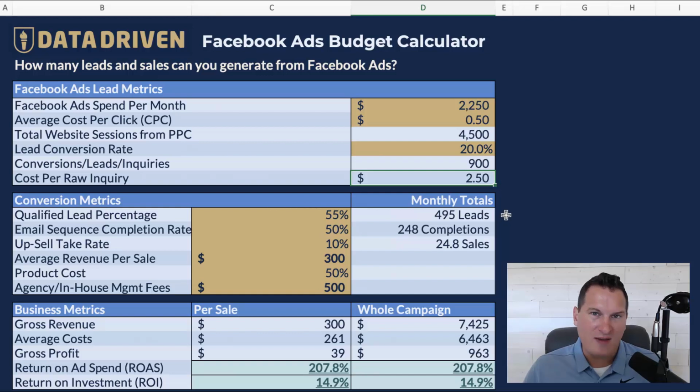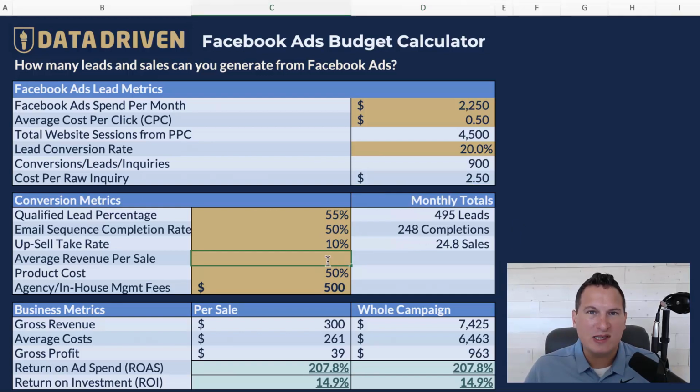And then half the people are going to be giving us junk email addresses, not going through it. Now we're down to 500 leads, $5 a lead. 50% of them actually complete the sequence. That's 25% of the overall audience that does that. We're talking about 250 completions of the email sequence. And if 10% take the sale, then that's 25 sales.